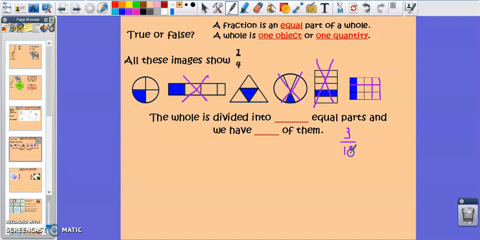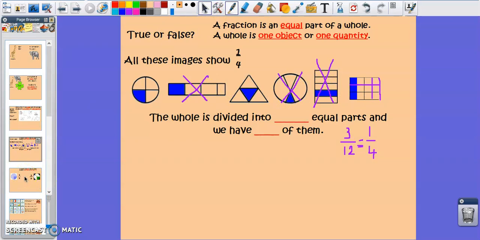Now, actually, I know that that is the same as a quarter, because if I look here, I've got 1, 2, 3, 4 lines, 4 columns of squares, and one of them is coloured in. So there are still, even though there's 3 pieces coloured in, there are still 4 parts to it when I look at it this way. And I know that 3/12 is actually equivalent to 1/4. So I know it is equivalent to 1/4. So actually, this one is. So 3 images show 1/4 and 3 images do not.